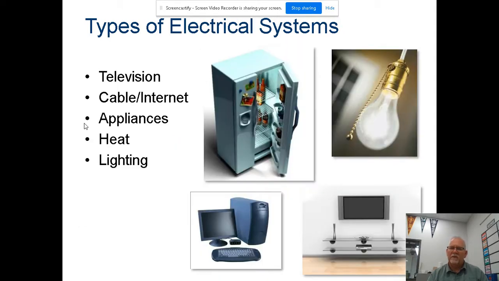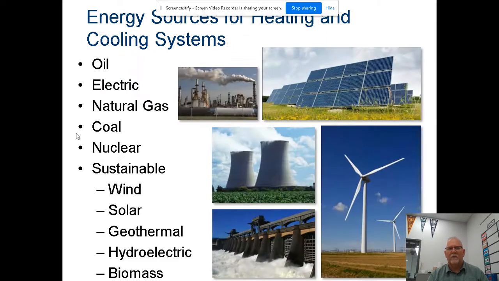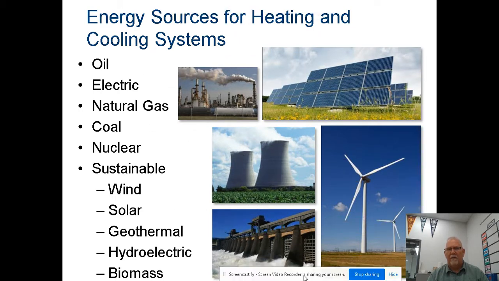Types of electrical systems, all things included in that would be things like your television or cable, internet types of services, all kind of lumped together. The appliances that we have, the heaters, the lighting, things like that to keep us comfortable in our homes. Energy sources for heating and cooling.